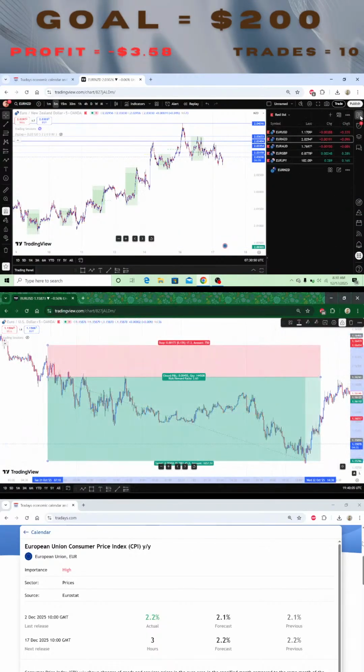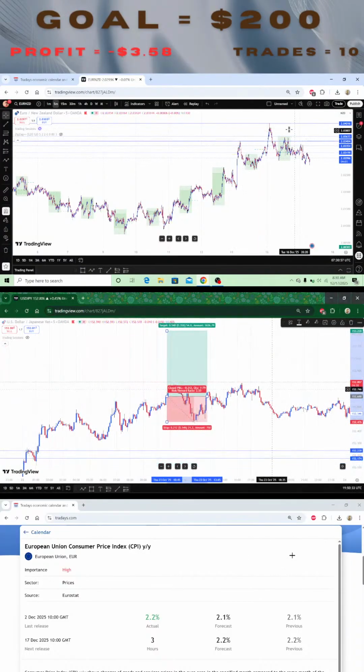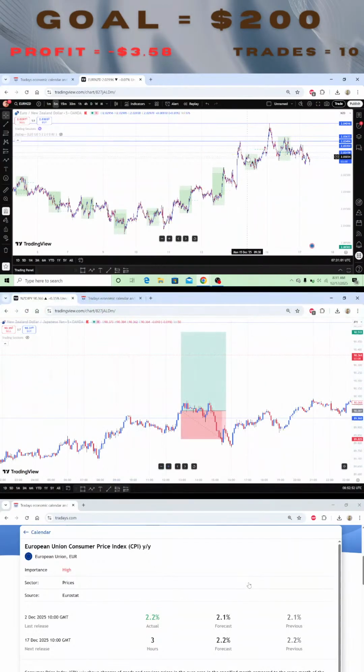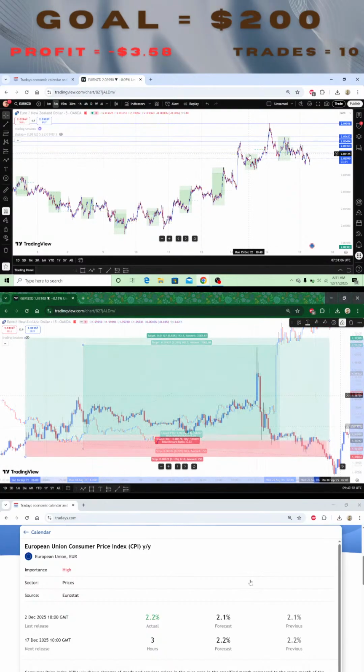So yeah, let's concentrate. So now 1, 2, 3, 4, 5 zones that we're going to retest. This is looking promising because this was expected. It came here, but it was rejected. This is very zone. It's looking promising.